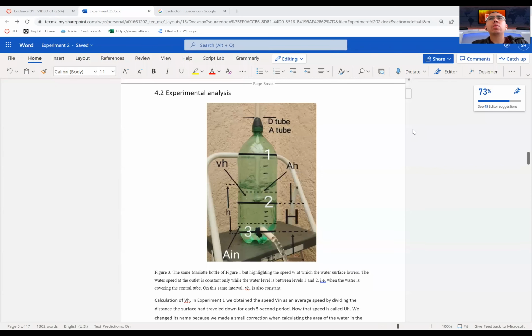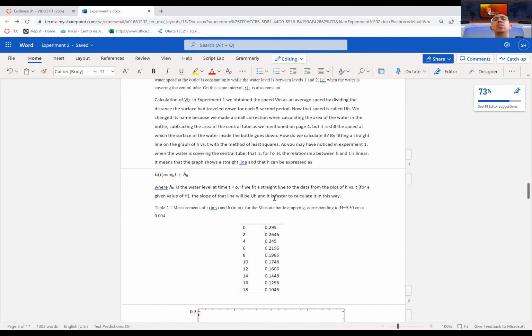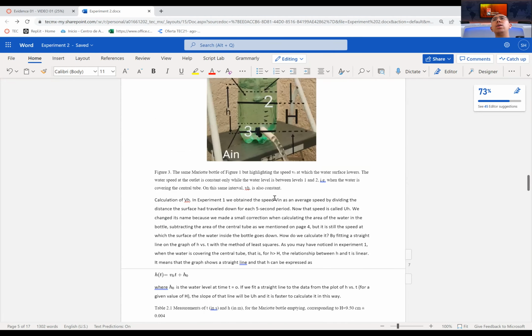For this experiment, we are going to do exactly the same as we did in experiment 1. But in this case, we are going to change the value of H 5 times. And we are just going to use the measurements when the water is in the tube. So when the level of the water is below the tube, we are going to stop taking measurements. So right here we have 5 experiments with different values of H.